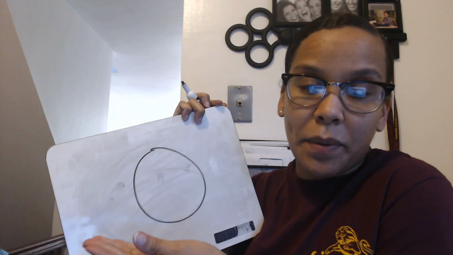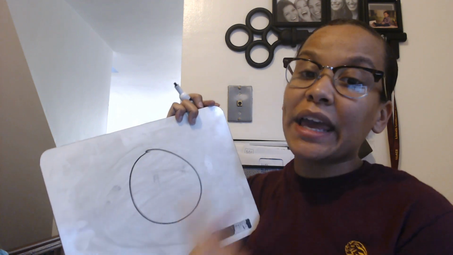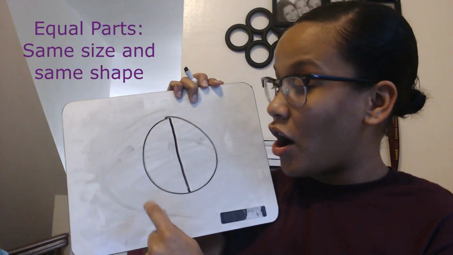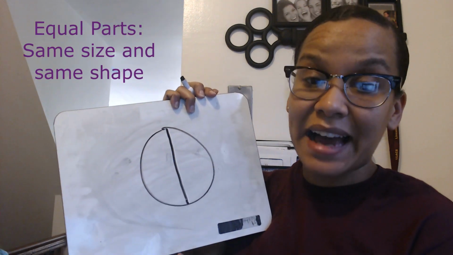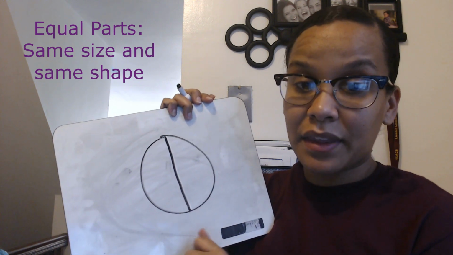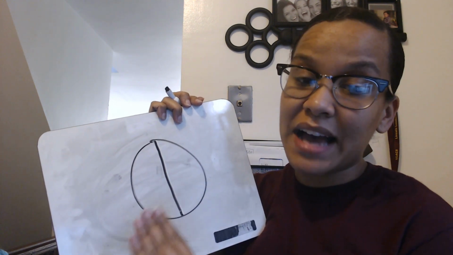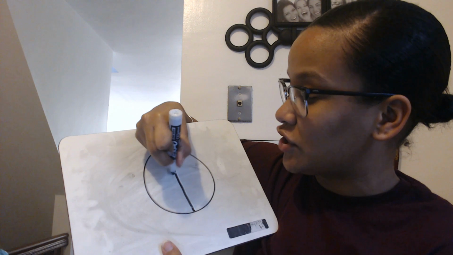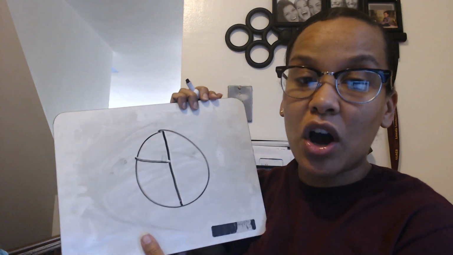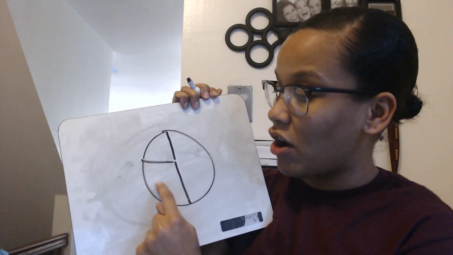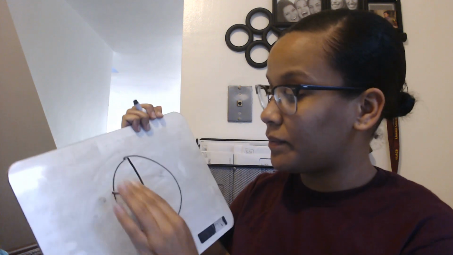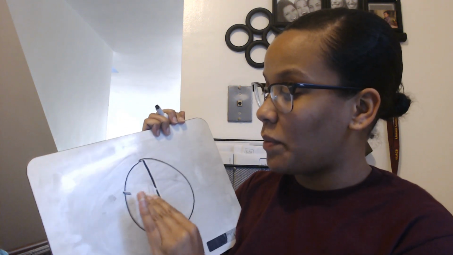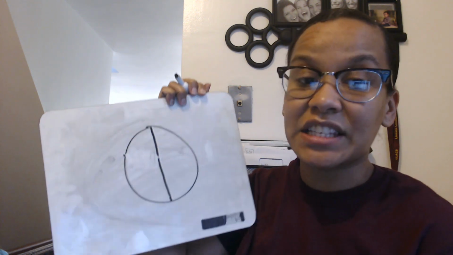Now, what are equal parts? Let's refresh our brain. Equal parts, let's start with our halves. Equal parts are parts that are the same size and the same shape. If they are not the same size and they're not the same shape, and I decided to just go whoop, we no longer have equal parts because these are not all the same size anymore. They're only called equal parts when they're the same size and same shape.